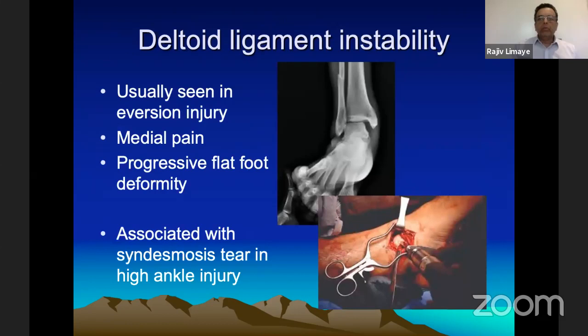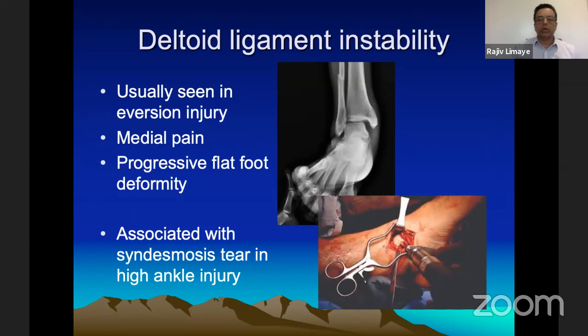Moving on to the deltoid ligament, usually deltoid ligament injury in isolation is very uncommonly seen, although it is seen in conjunction with the so-called high ankle sprain, where you get a Weber C fracture and also significant talus subluxation laterally. So it is seen as a form of eversion injury. It is associated with medial pain. And also this is seen in patients with posterior tibial tendon dysfunction, sometimes in association with a flat foot deformity. It is more than likely associated with the syndesmotic injury.